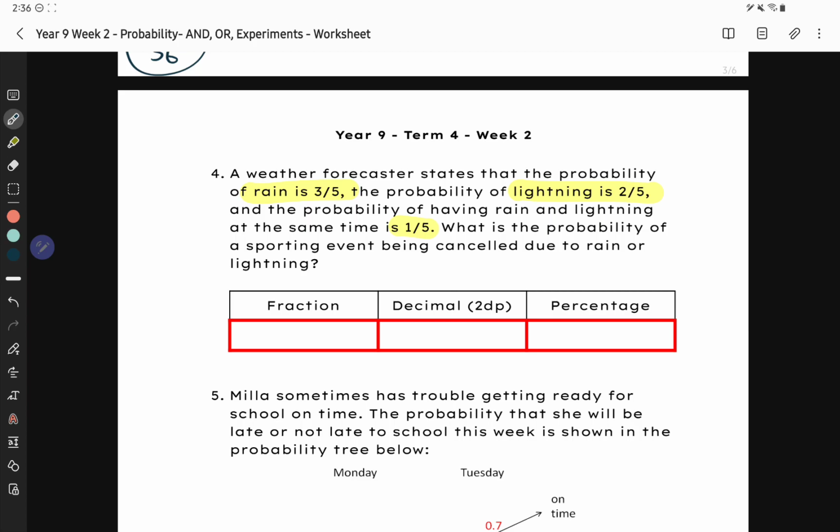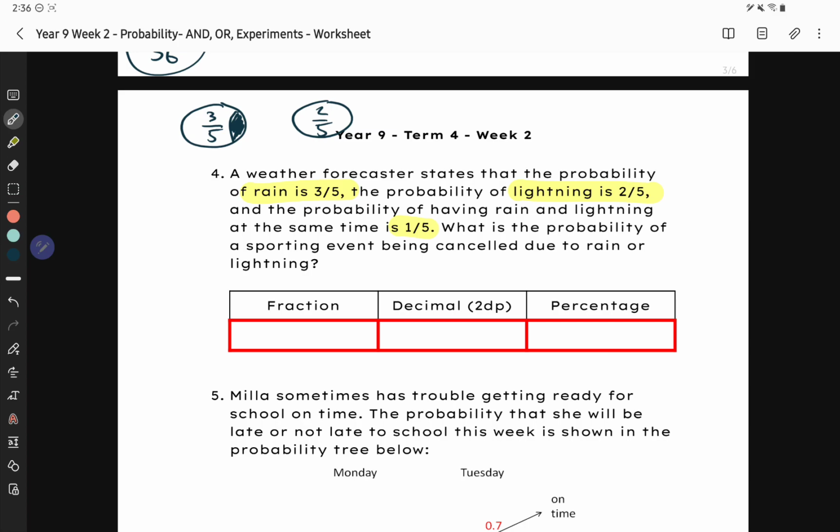So this one is called non-mutually exclusive probabilities. But let's have a think about this. The possibility of there being rain is 3 over 5. The possibility of there being lightning is 2 over 5. Now, if there's either of these, we cancel the event. So we are thinking an or kind of situation, so we're trying to add it up. But there's a problem here. Inside this probability of 3 over 5 of being rain, we are also including the probability of there being lightning as well.